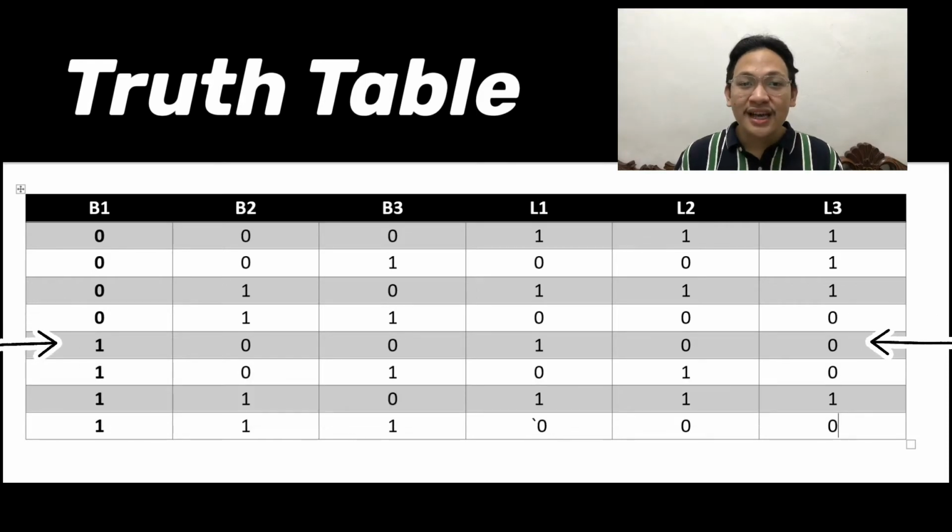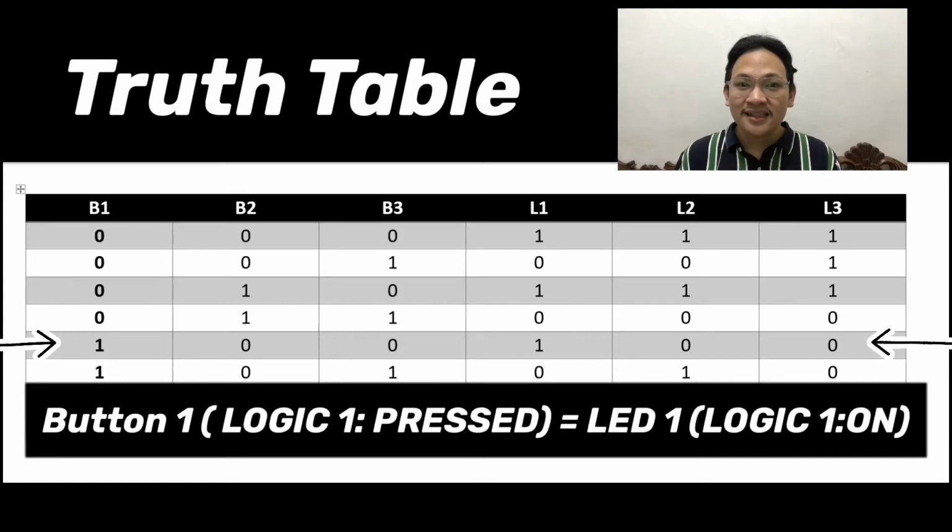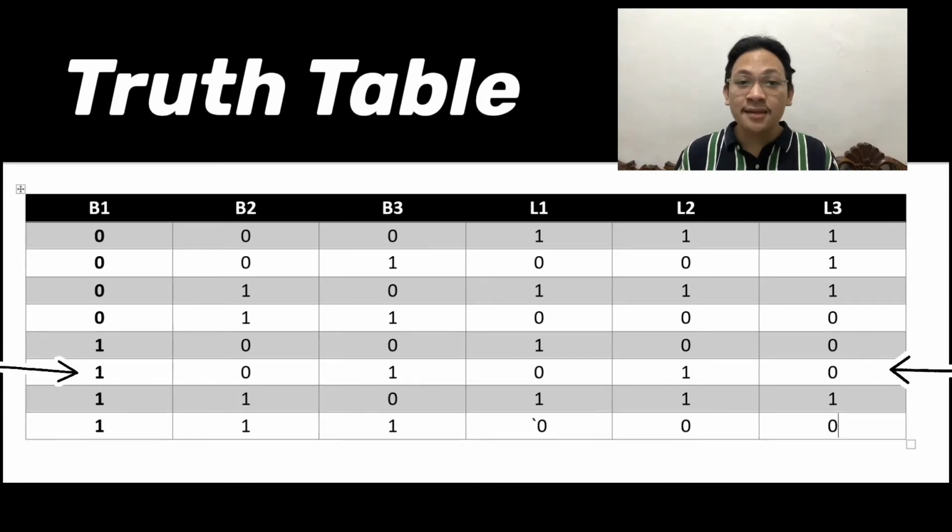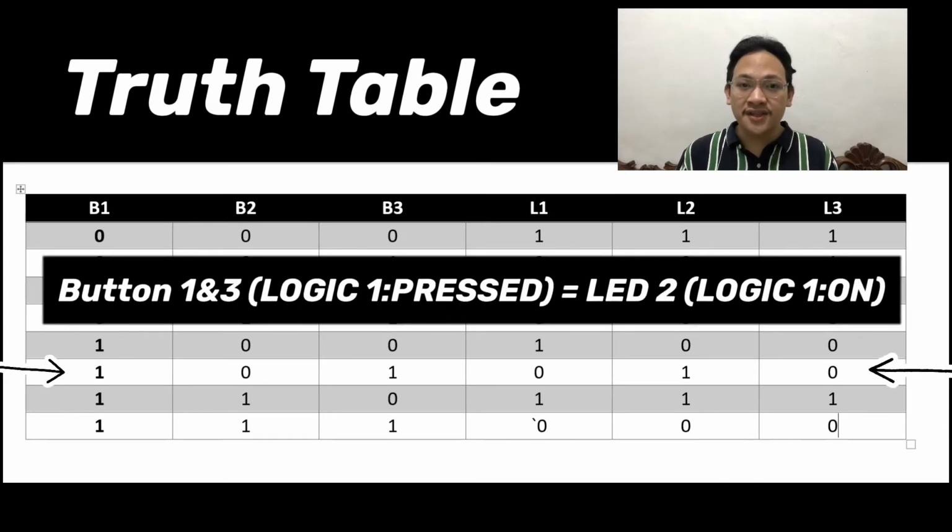Next, if button 1 is in a logic 1 state and button 2 and 3 are in a logic 0 state, the first relay or the first LED will turn on. If the first and third button are in a logic 1 state and the second button is in a logic 0 state, the second LED will turn on.